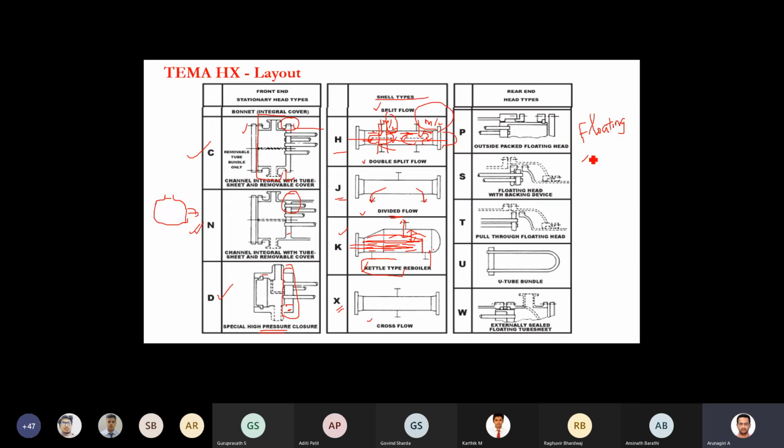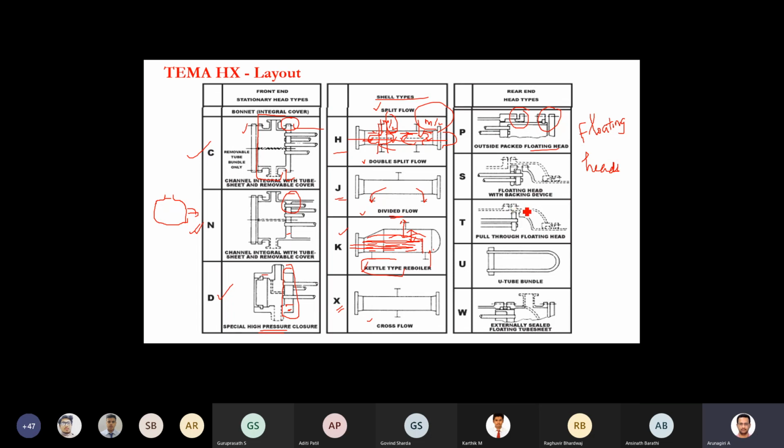But in other cases, like these, you have floating heads. Floating heads means these heads can be removed. You can see this is a floating head, outside packed floating head. So this represents temporary joints. You can easily remove this and you can remove the tube bundle outside. That's why it's called floating head.